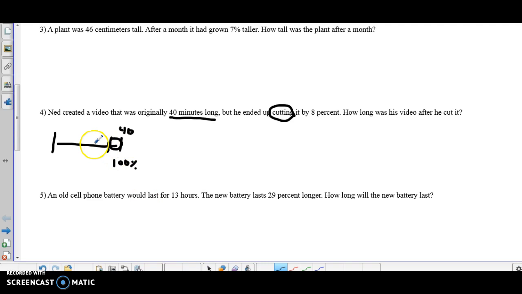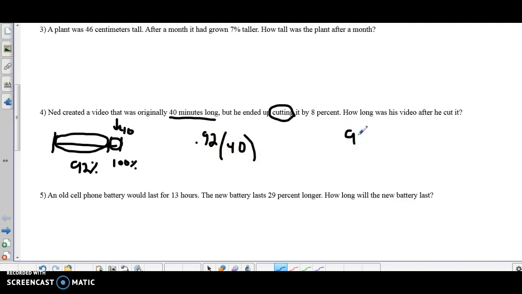The other way, which would be the one-step way, is to not think of subtracting this, but think of what the video is. The video is this amount. And I know that if I take away 8% from 100, that leaves me with 92%. He's still going to have 92% of the video. So the one-step way would be to take 92%, which would be 0.92, and then multiply it times the 40 minutes. That is one sloppy equation there.